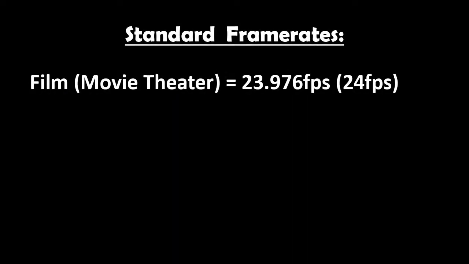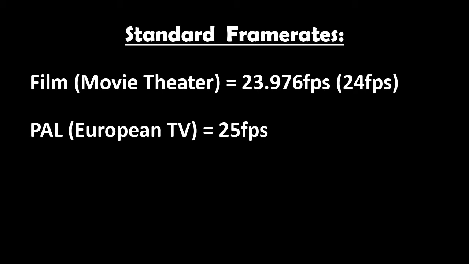Film is 23.976 frames per second. We'll just call it 24 frames per second. This isn't great because you don't get enough frames to really interpolate the motion in between when you slow it down. If you are in Europe, you might be shooting PAL, that's phase alternating line, and they shoot at 25 frames per second. A little bit better than film, but not great.